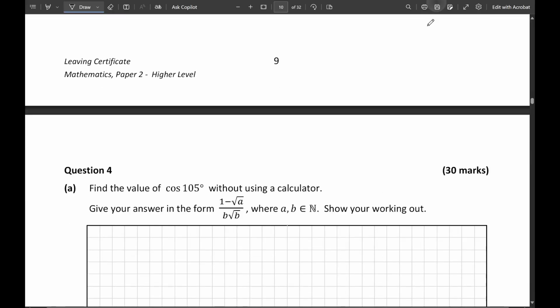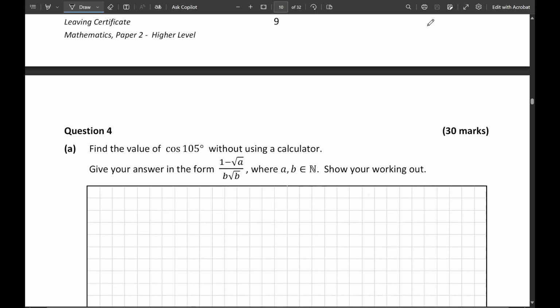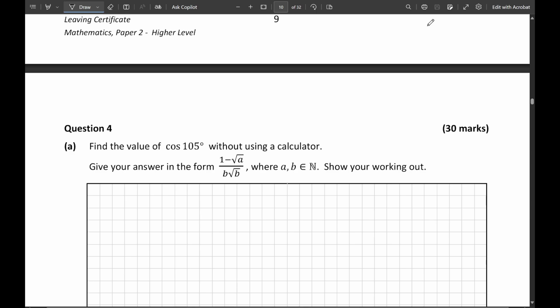Okay, question number 4. Find the value of cos of 105 without using a calculator. Give your answer in that weird form. No bother. So this is one of the numbers you should memorize as 60 plus 45, just to make it easier, and then do the cos addition formula. So cos of A plus B is cos A cos B, take sine A sine B.